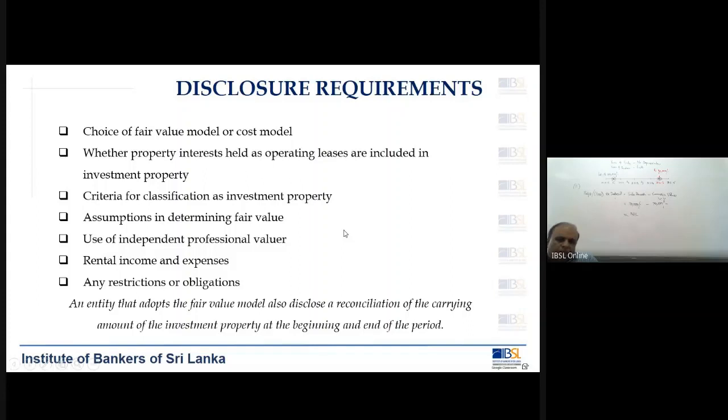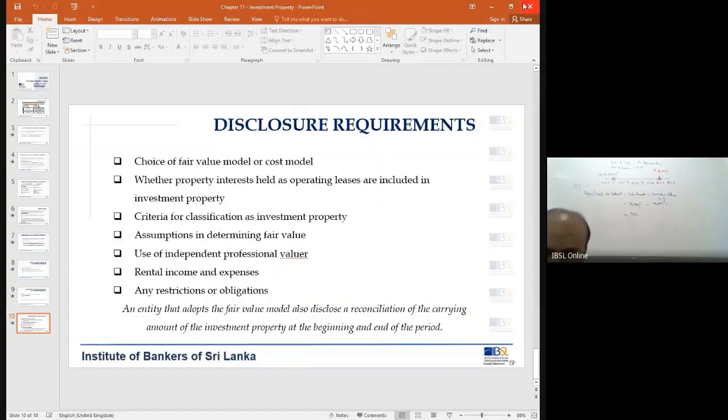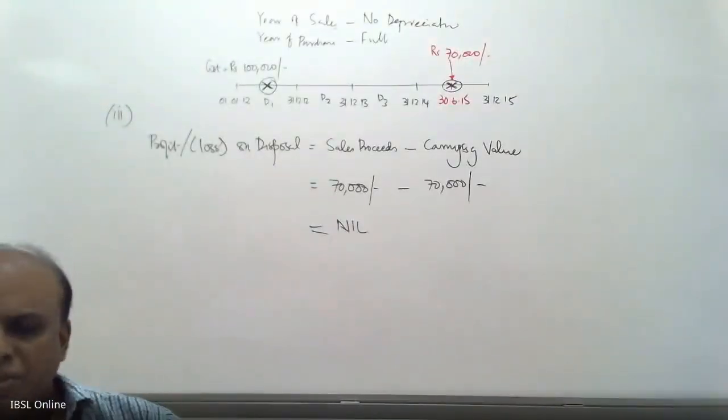So an entity that adopts the fair value model also discloses a reconciliation of the carrying amount of the investment property at the beginning and end. So you have to say what was your opening balance and what is your closing balance, and you have to give a detailed description of what happened in between. Okay, that is all about investment property. This is not a big topic, but I'm just doing it for the sake of completeness, because you need to know what an investment property is.